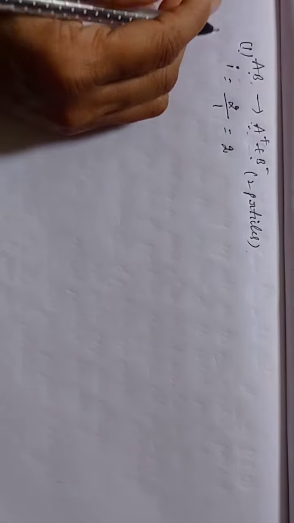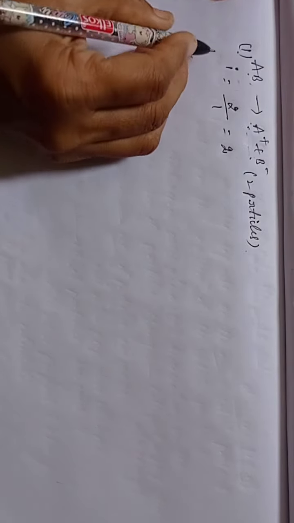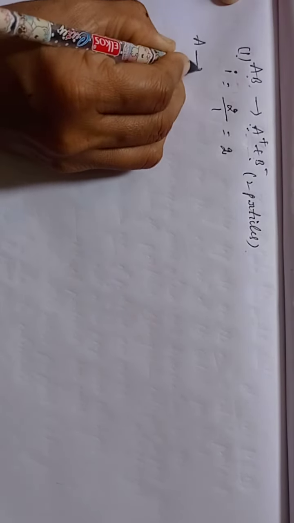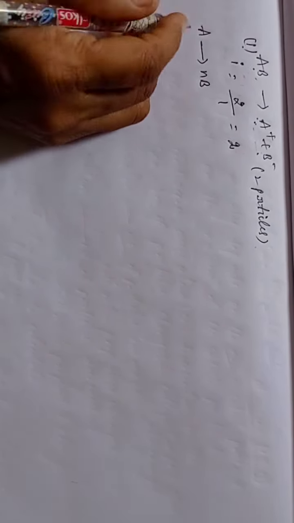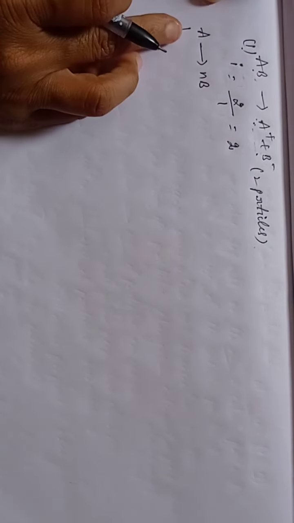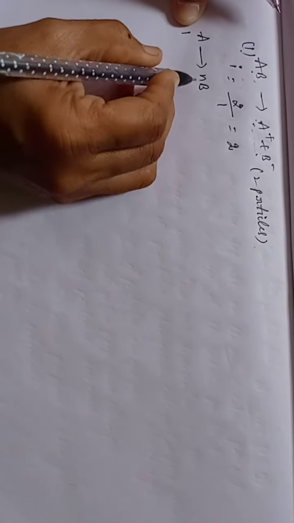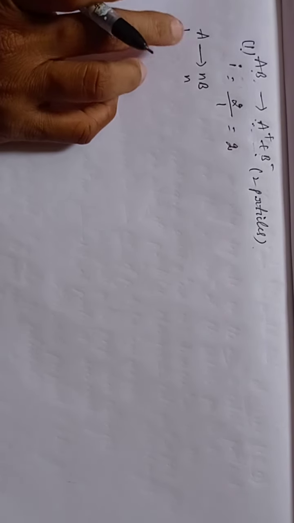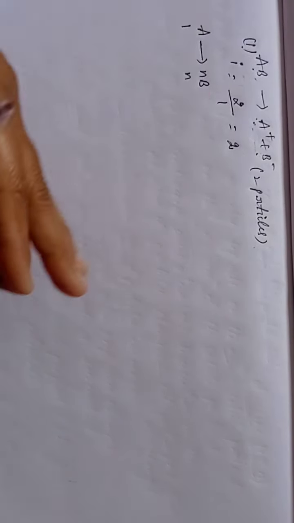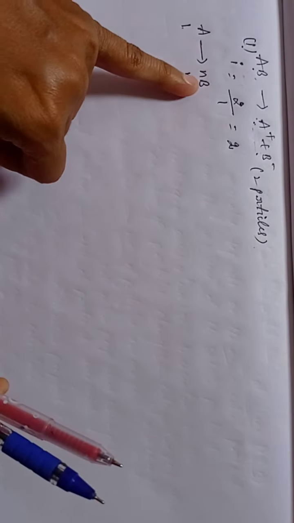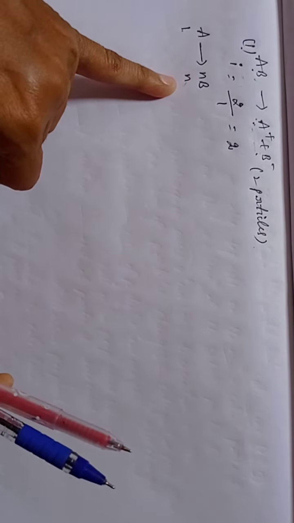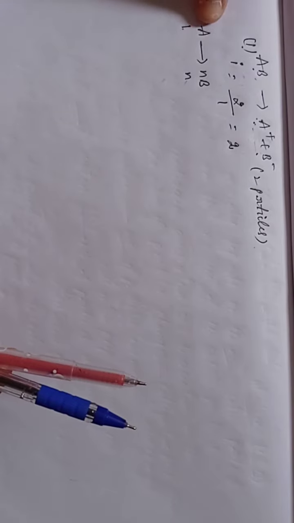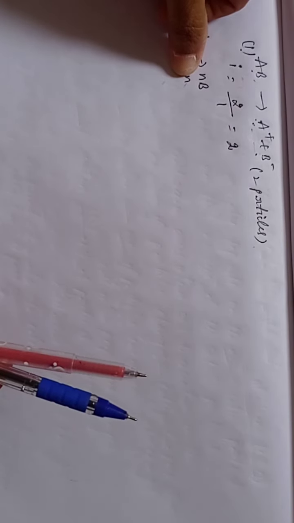Clear? Now, students, I am taking one general equation: A gives rise to nB. Initially, how many moles of A? 1 mole. Here nB, how many moles? n moles. Initially the concentration of A is maximum, and the concentration of the product is 0 initially. After some time, its concentration increases by n.